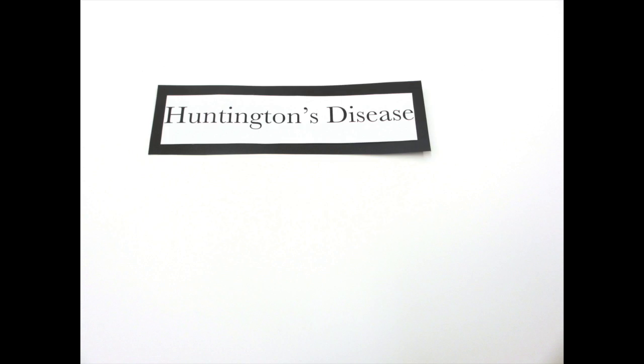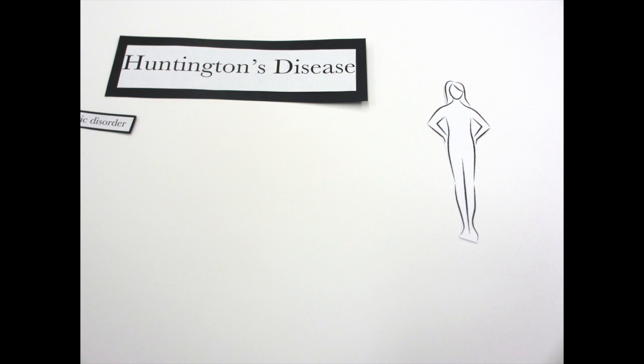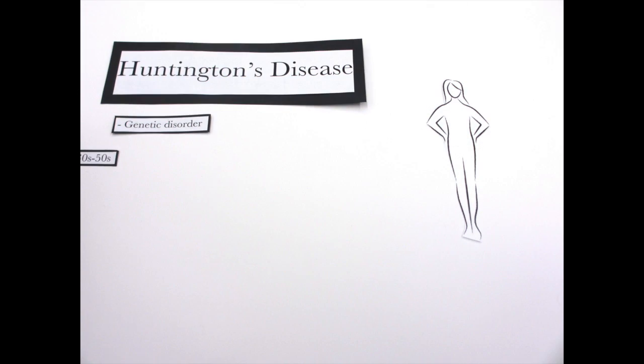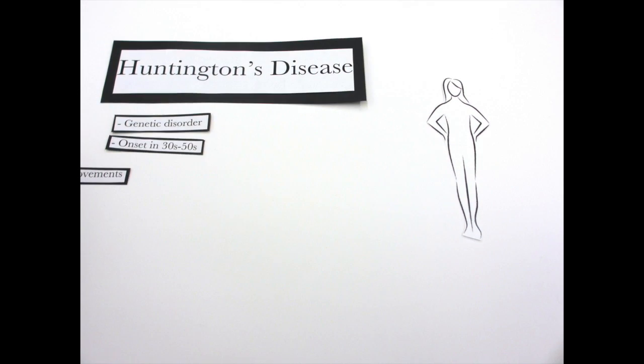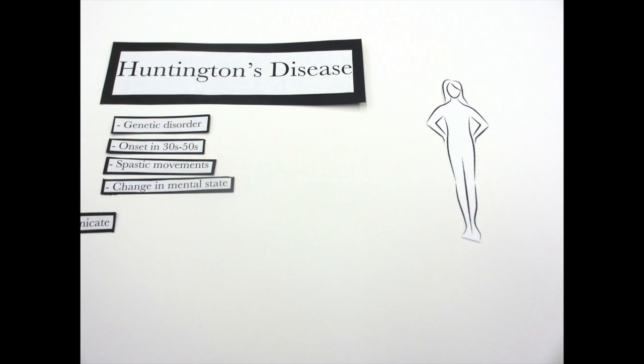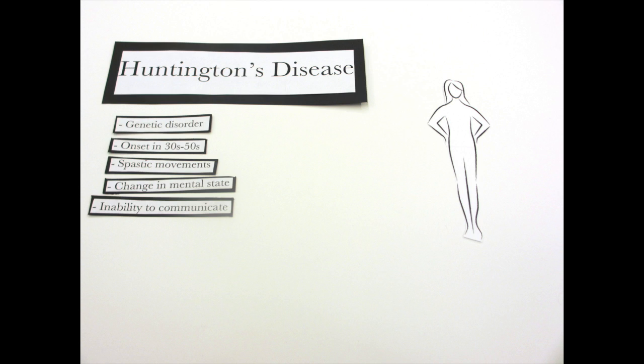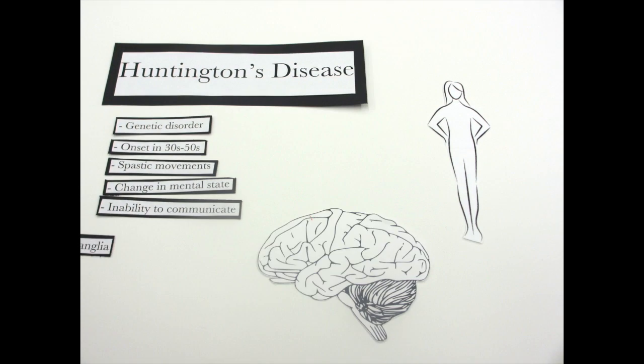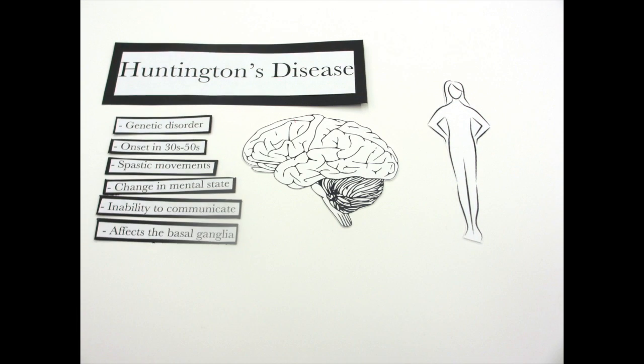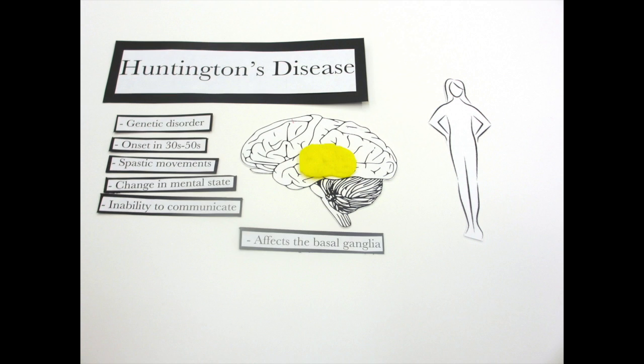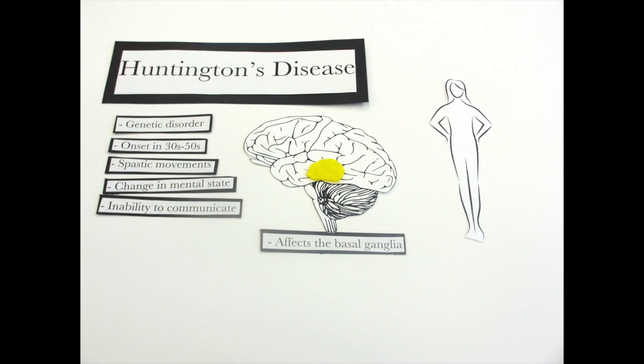Huntington's disease is a devastating genetic disorder that typically affects individuals in their 30s and older. Huntington's symptoms include spastic movements, loss of physical control, a change in mental state, and the eventual inability to communicate or control movement. These symptoms occur primarily due to the death of neurons in the basal ganglia of the brain. Basal ganglia are thought to control motor function and be involved in sensory processing.